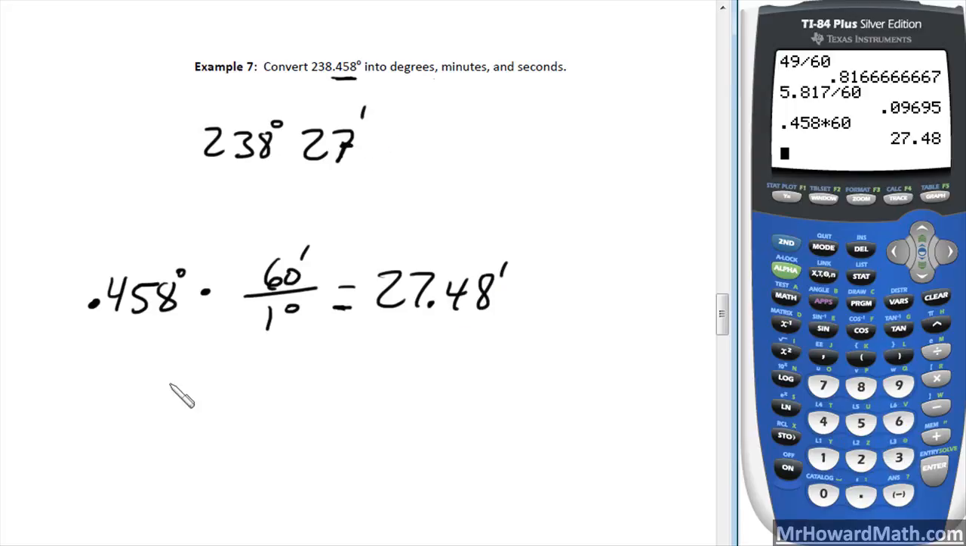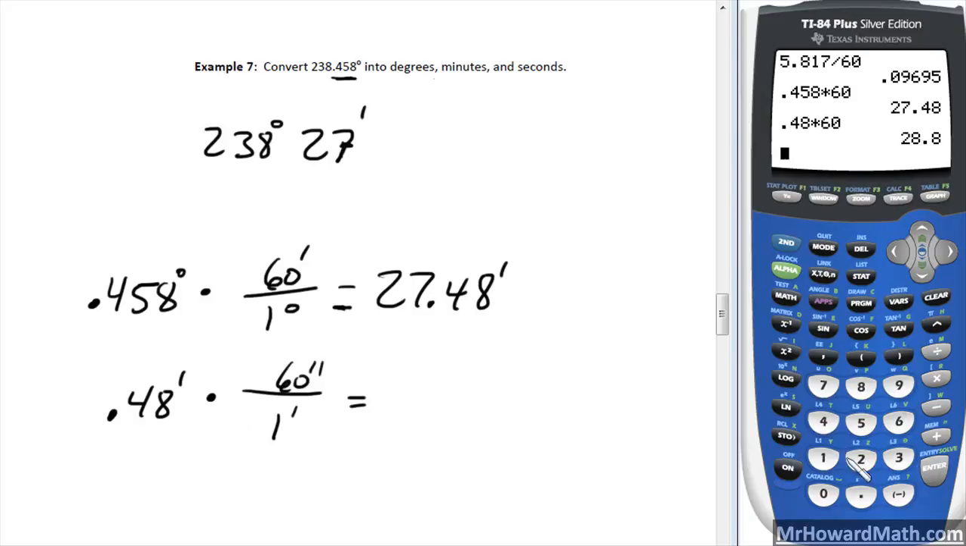Now we need to take that 0.48 minutes, and convert it into seconds. So we want to divide out the minutes and end with seconds. So that would be 1 minute is 60 seconds. So we're multiplying by 60 again. 0.48 times 60 is 28.8, so 28.8 seconds. And final answer is right here. 238 degrees, 27 minutes, 28.8 seconds is the same thing as 238.458 degrees. Okay, that's it for this video.